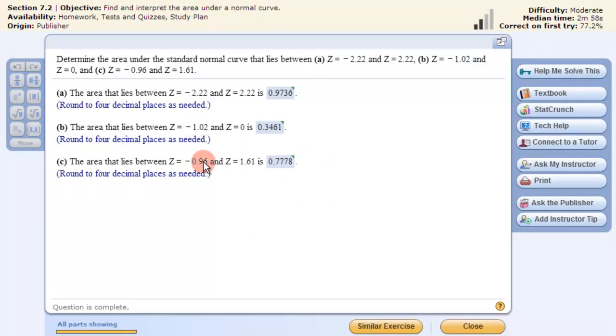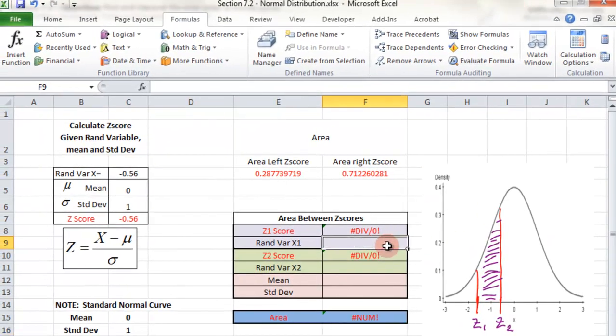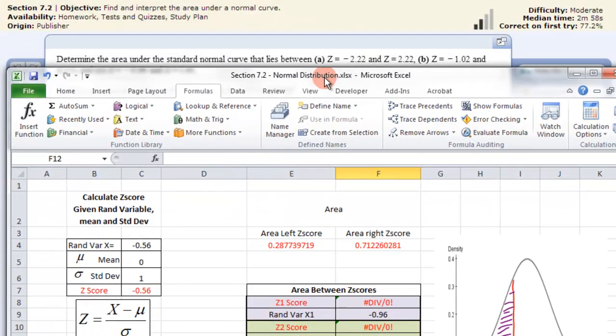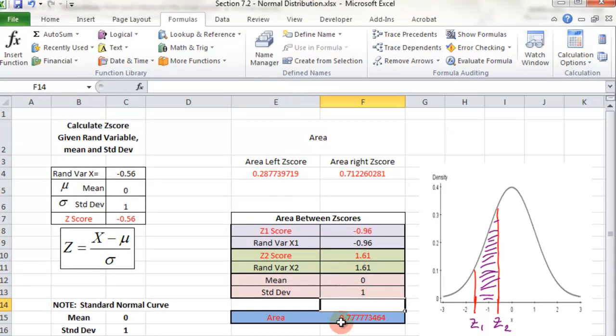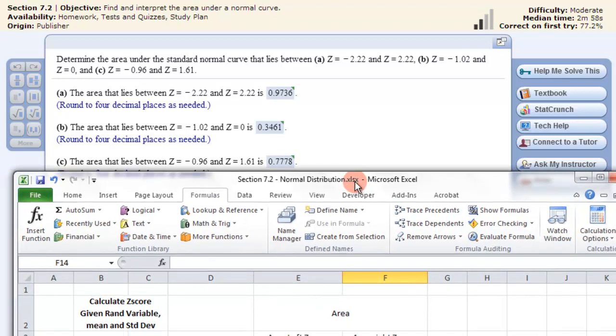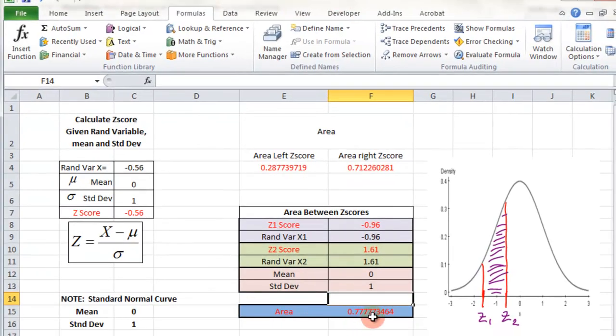So this is z1, because to the left, and that's z2 to the right: negative 0.96 and 1.61 are the two values. And then what was the mean? It's under a standard normal curve, so I need just 0 here and 1 here for the standard deviation, and then this would be the area between them. That would be 0.7778, and that's what I have, 0.77777, so I just round up. So we fill in this information here: this is the leftmost one all the time, this is the rightmost one, and then the mean and standard deviation.